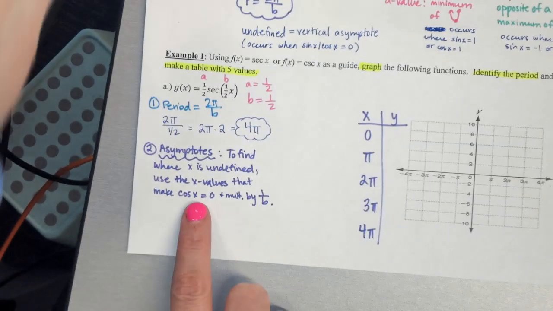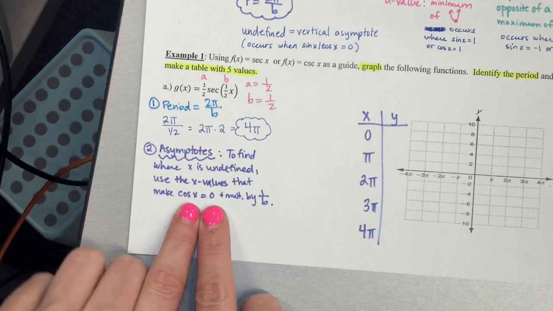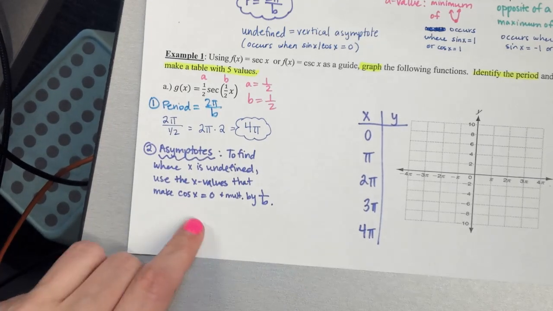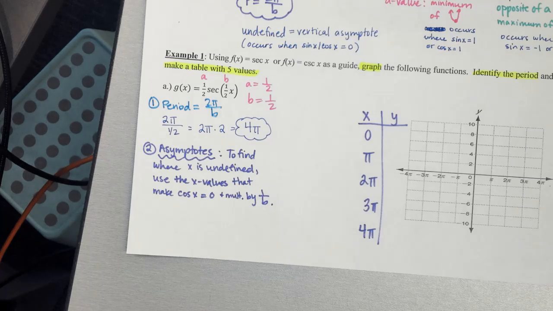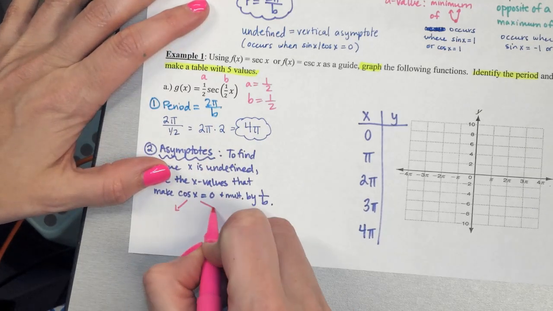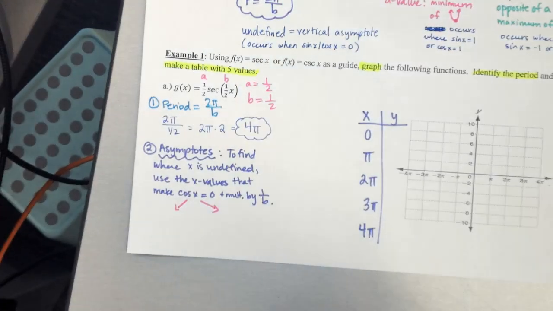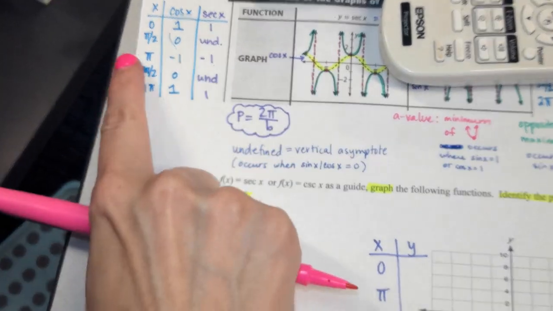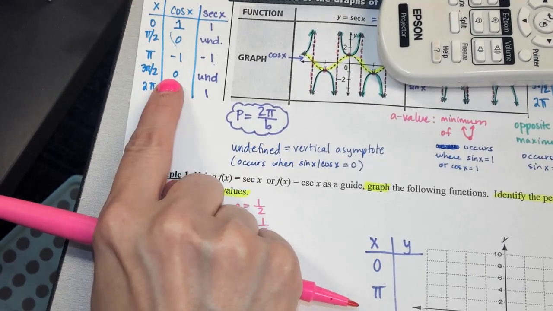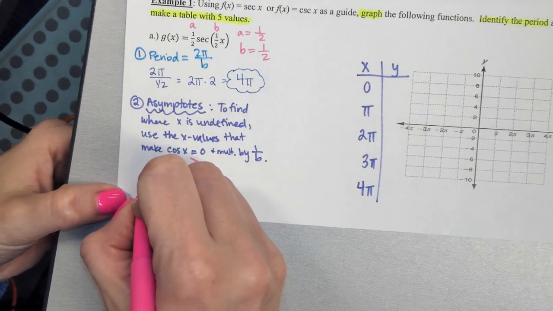All right, so let's look back up at our chart. The cosine of x, where is the cosine of x equal to 0? Pi over 2 and 3 pi over 2. They're just right here in your table, right? So at pi over 2, you're at 0. At 3 pi over 2, you're at 0. And then what's the reciprocal of b?